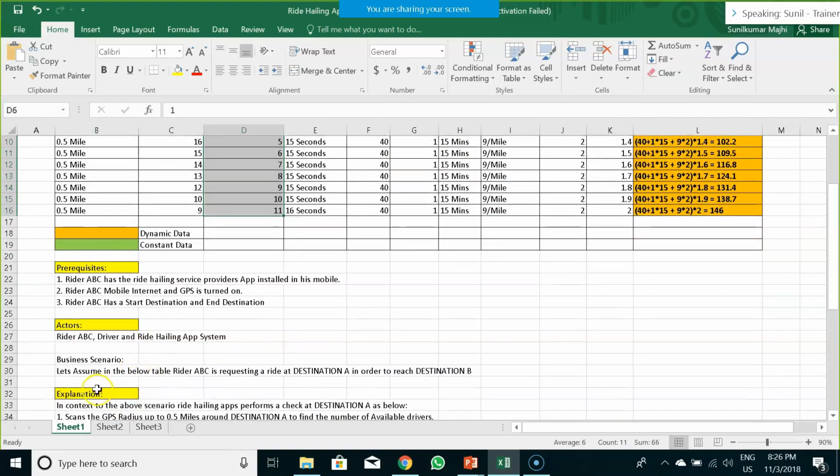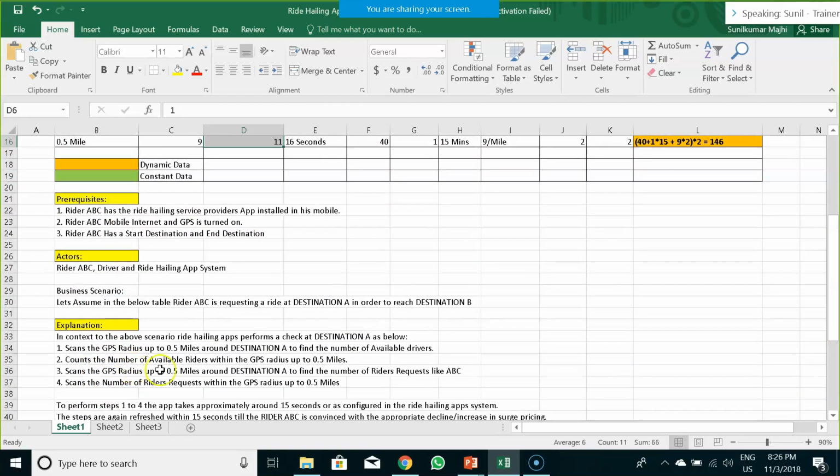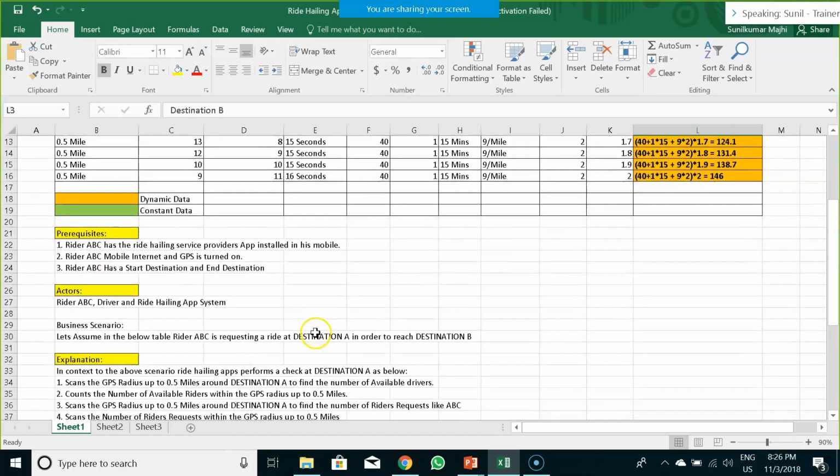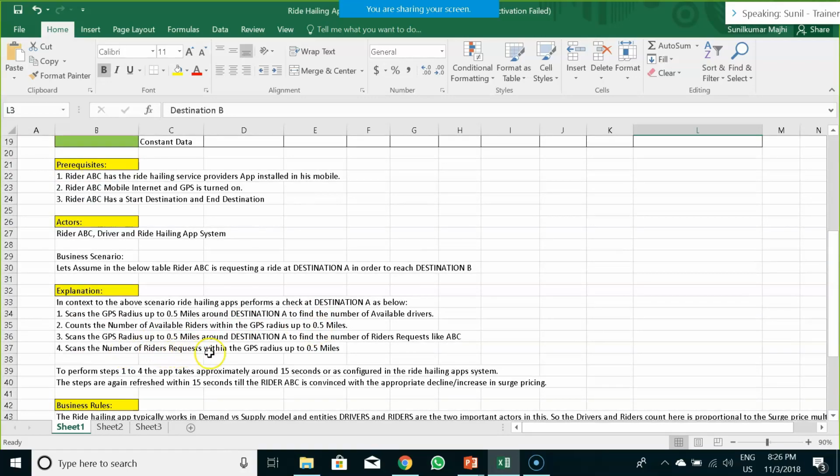Now in step 3, what it is actually doing is calculating how many riders are heading towards destination B. Here it only calculates the generic number of riders, how many riders are available. But now the algorithm has to match how many riders are heading towards destination B, the similar riders like rider ABC. So it has to do a match. After that, it scans the number of rider requests within the GPS radius of 0.5.